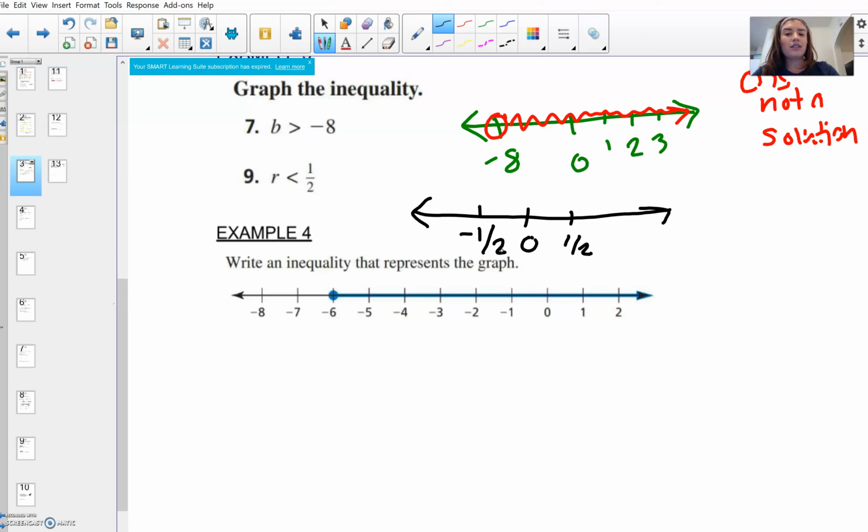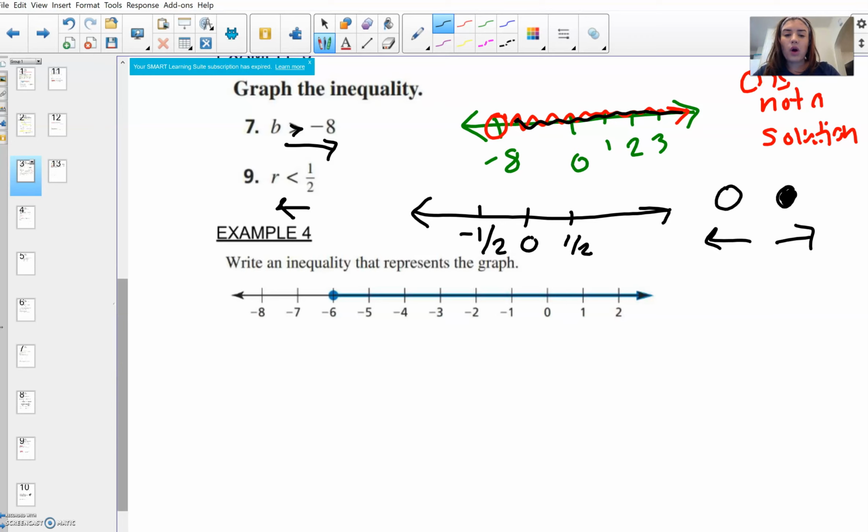Okay, if r is less than, then we're going to go that same exact way this arrow is pointing. We're going to go this way, down through the negatives of the number line. But if it is like number 7, where the end of the arrow is pointing this way, and b is greater than -8, that's why we went towards the right. So for number 9, you have to choose open or filled. And then which way are we going to fill in our number line?